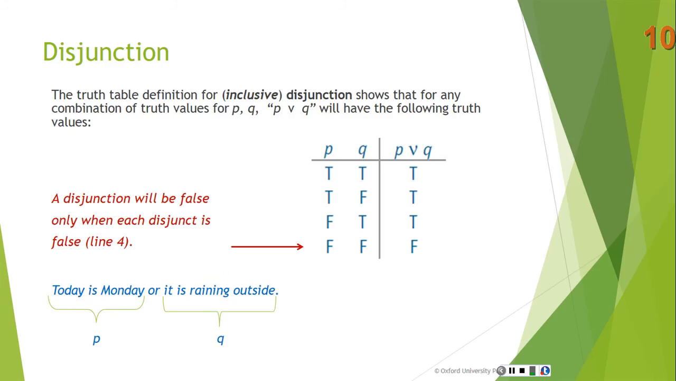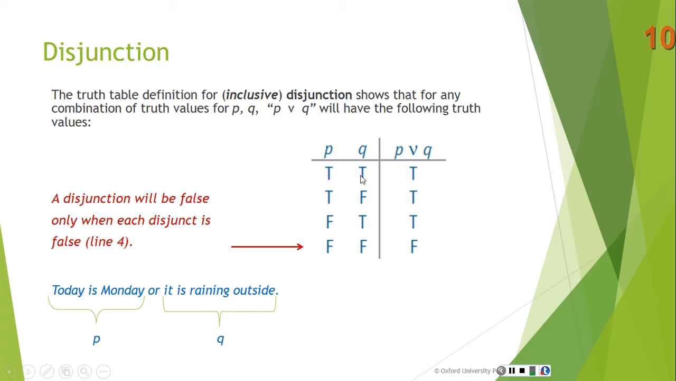Then we have disjunction. The truth table definition for inclusive disjunction, I'll explain to you on the next slide what an inclusive disjunction is, shows that for any combination of truth values P, Q, P wedge Q will have the following truth values.